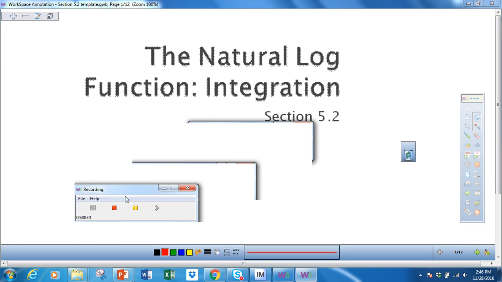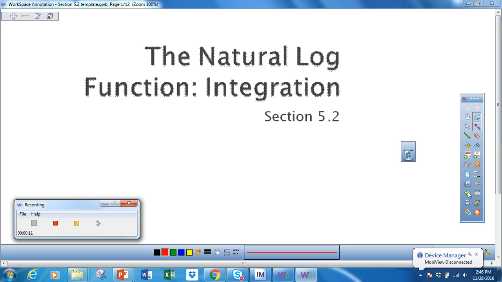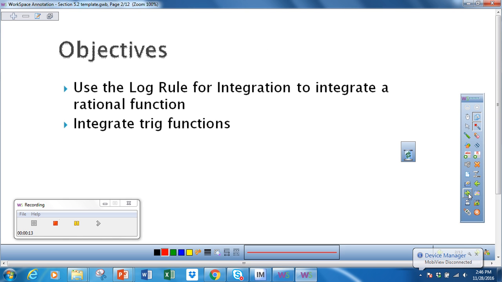Okay, so welcome to integrating rational functions. And in order to do this, we're going to have to use the natural log. So our objectives are to use the natural log rule for integration to integrate a rational function, and then to integrate some trig functions.